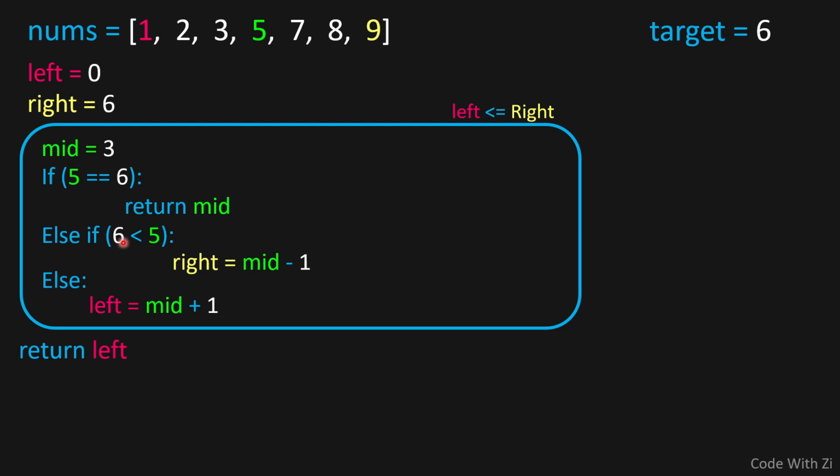Well, not really. Because this statement is also false, we're gonna fall inside the else and we're gonna say left should be equal to middle, meaning 3 plus 1. And that's gonna make left be equal to 4. And as you can see, we literally ignored all of these and we came here.